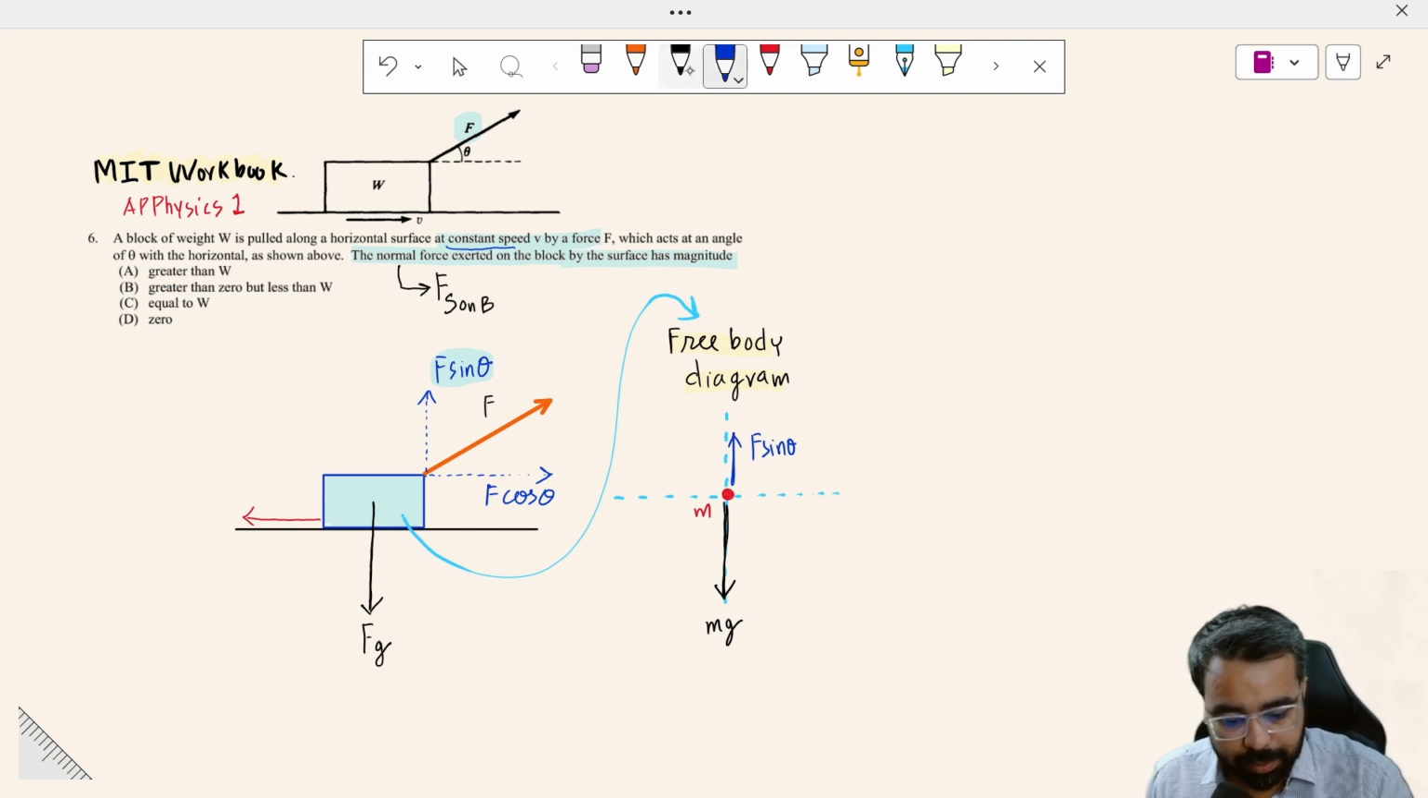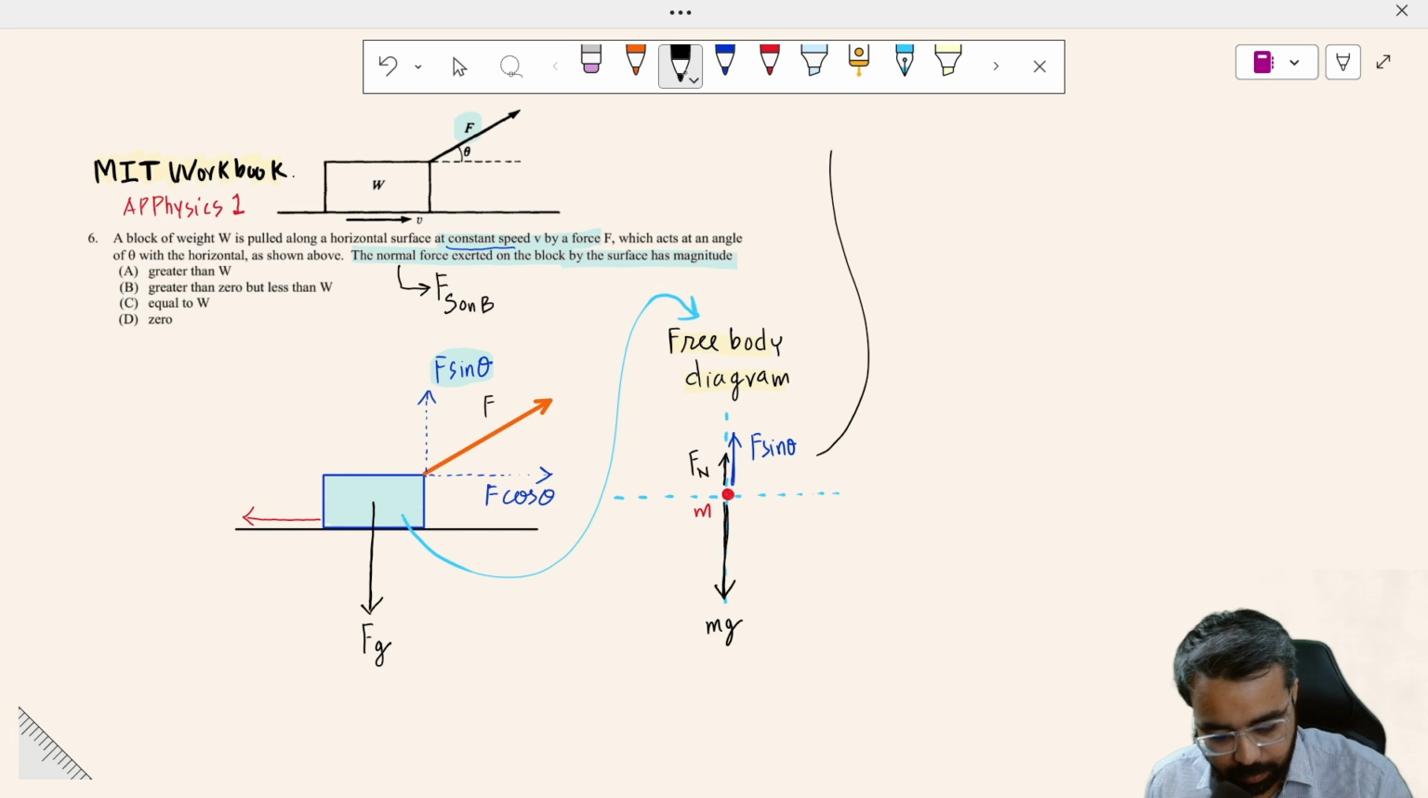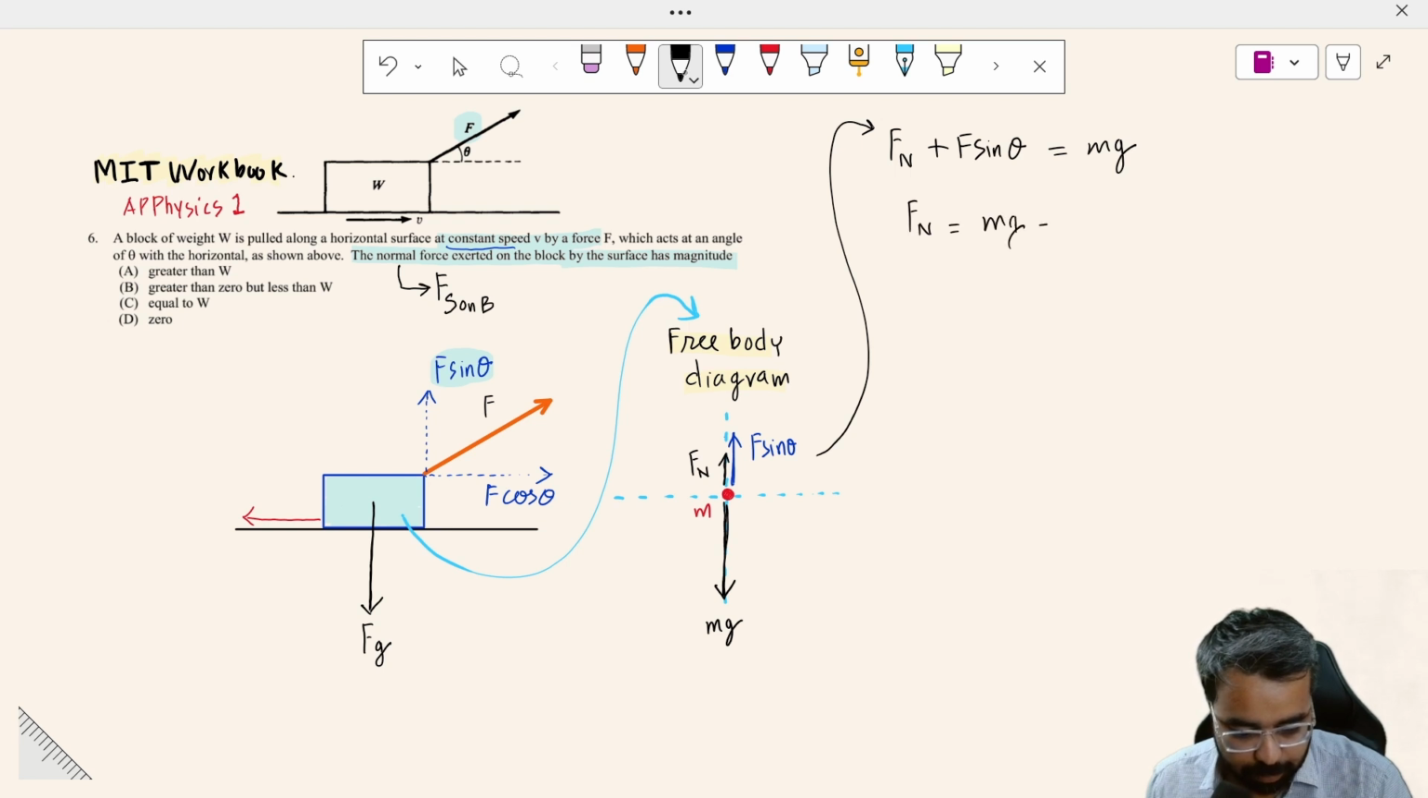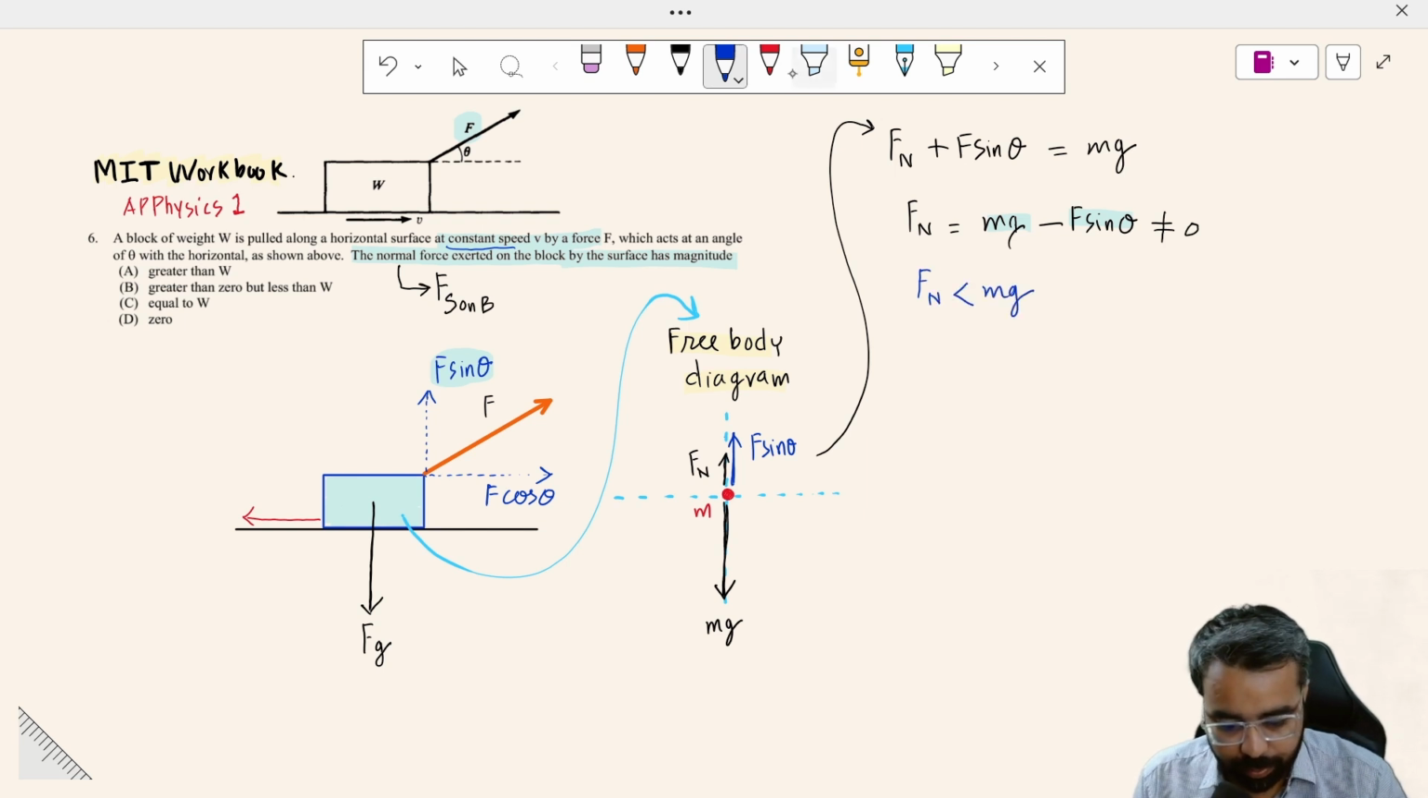So now the normal force must be less than the weight. All right. And this is the normal force. And if we make the equation, what is our equation? The normal force plus F sine theta is equal to mg, which means that the normal force is equal to mg minus F sine theta. Okay. Which means that the normal force is obviously not zero, because F sine theta is not equal to mg, but it also means that the normal force is less than the weight. All right. That's why the right answer must be option B.